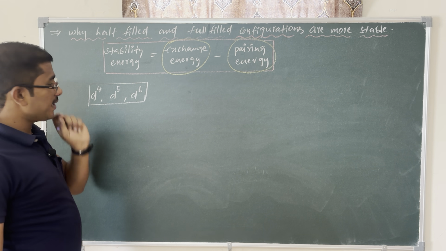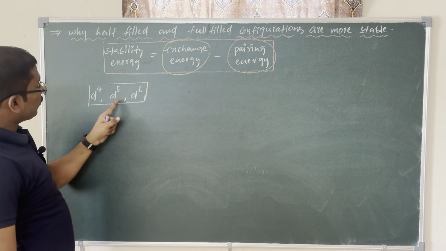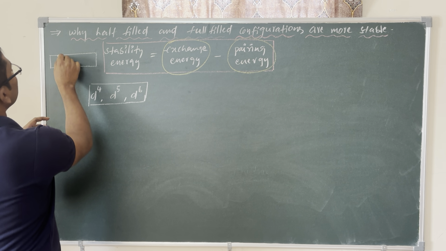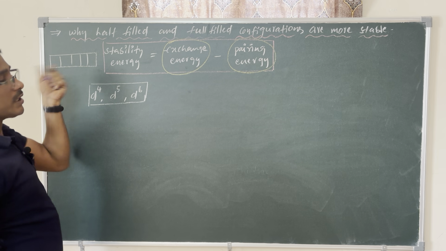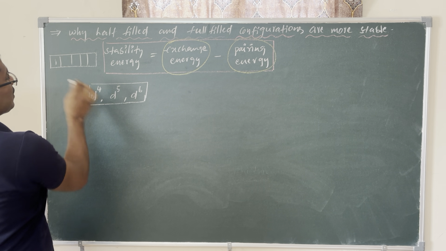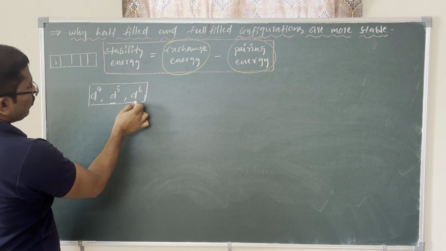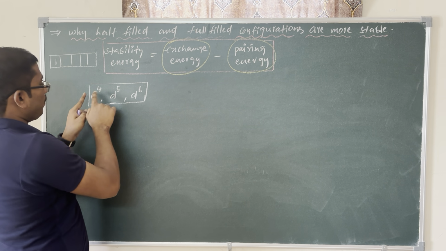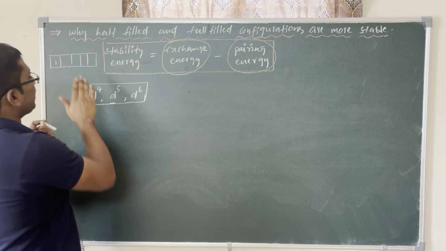In these D4, D5, D6 configurations, in the D subshell, how many D orbitals are there in total? A total of 5 D orbitals. What is its half filled configuration? D5 is the half filled configuration, and the other two are unfilled configurations. Why is D5 more stable than D4 and D6? That is the main topic here.